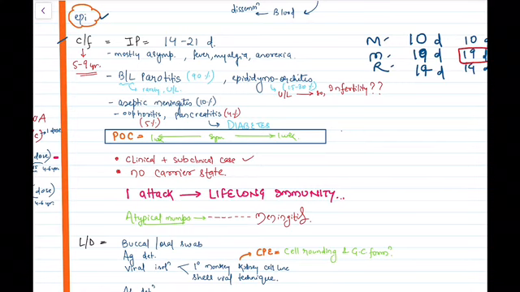Then in 15 to 30% of patients it can lead to epididymo-orchitis, and this is unilateral, unlike the parotitis. Now if it's unilateral, will it lead to infertility? Obviously no.